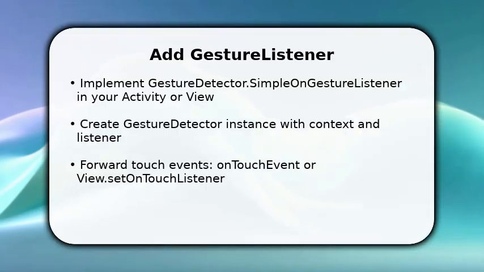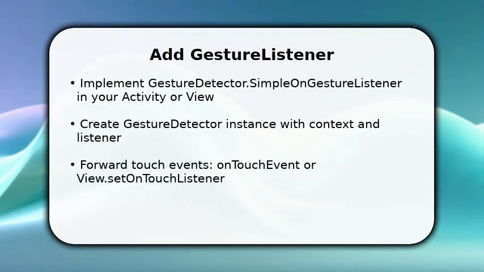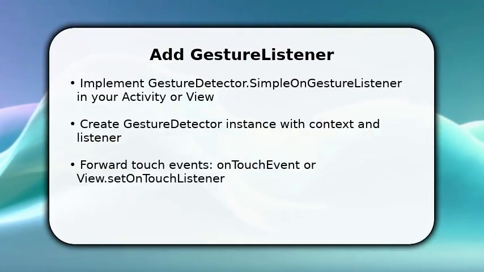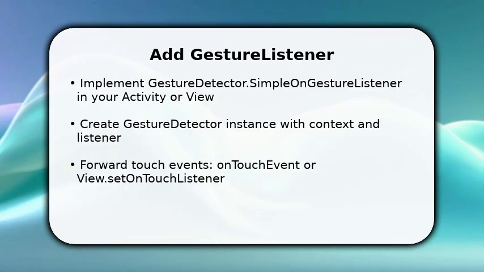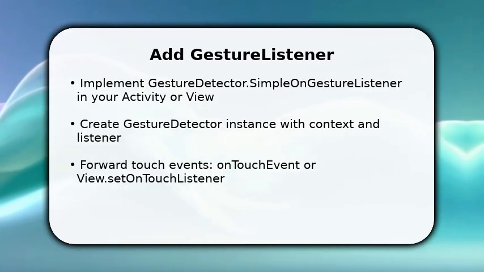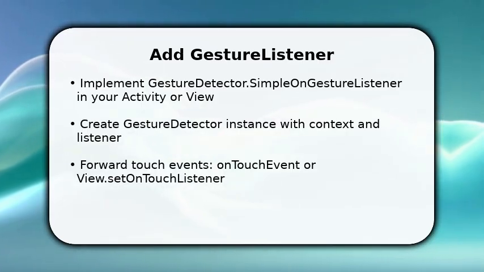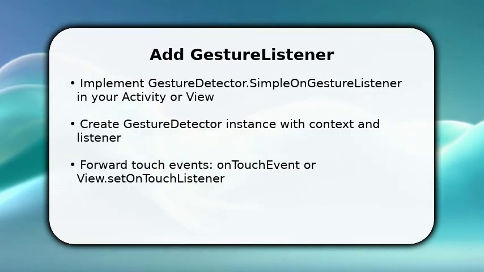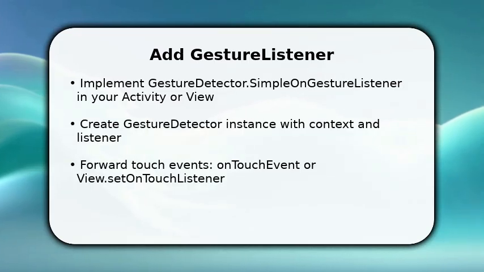You start by adding a gesture detector and a concrete listener class so Android can interpret finger motions. Implement GestureDetector.SimpleOnGestureListener in your activity or a dedicated class. This gives you onFling, onScroll, onLongPress, and more. Then construct a GestureDetector with the current context and that listener.